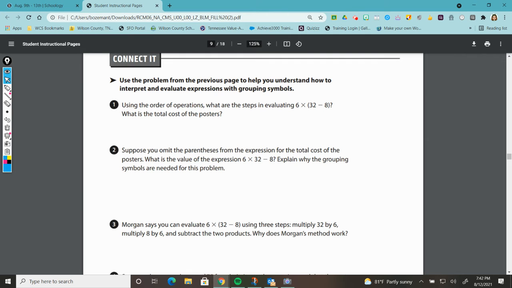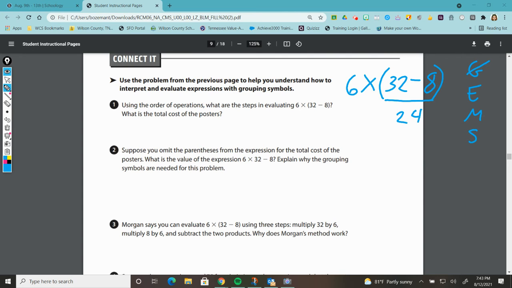Now we're going to take a look at the connected questions. Number 1 says, using the order of operations, what are the steps in evaluating 6 times (32 minus 8)? And we talked about this in the previous lesson. If you watched the video all the way through, then you saw me working this using the GEMS model, or the GEMS acronym for order of operations. So GEMS says that I start with grouping, then exponents, then multiply or divide, then subtract or add. So groupings, here's my grouping.